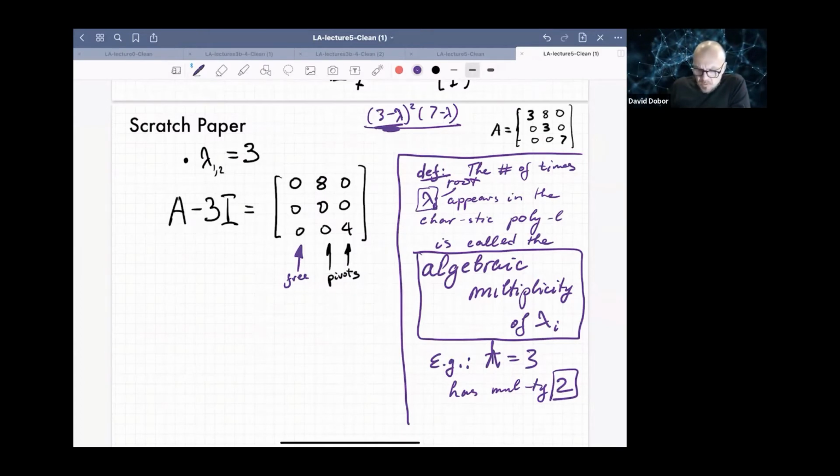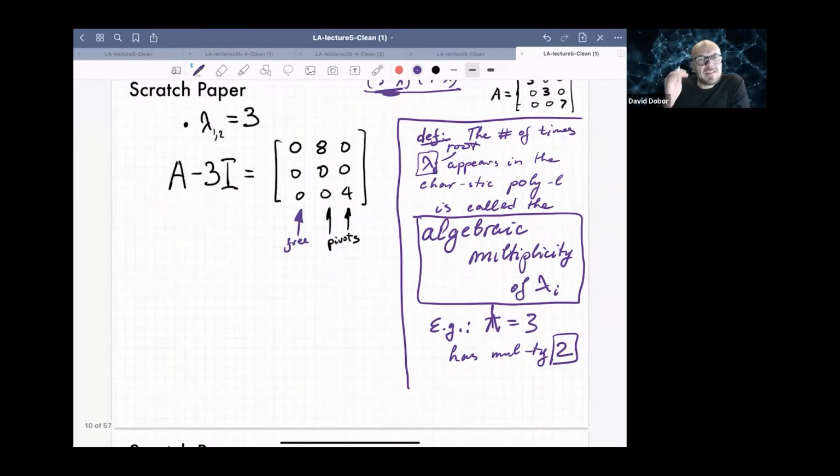Okay, so now let's write down the eigenspace associated with the roots of algebraic multiplicity 2. So the eigenspace for lambda equals 3.